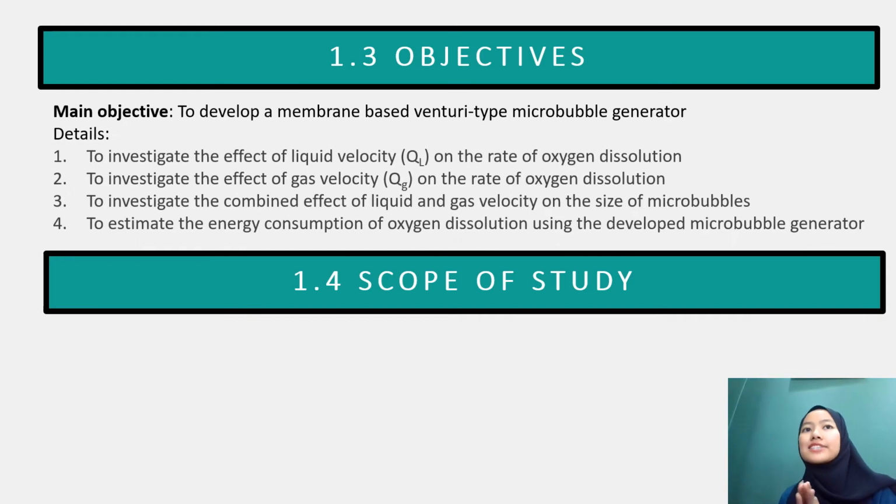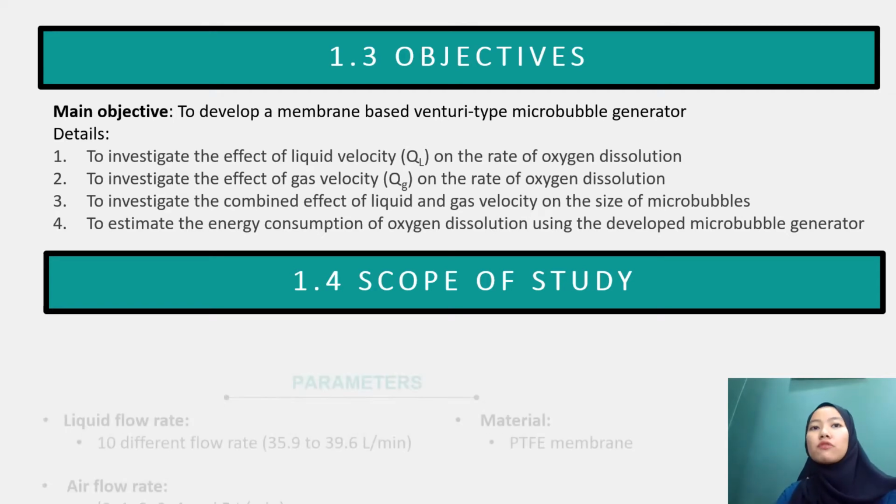The main focus is to develop a membrane-based venturi type microbubble generator. The details are as follows. Number one is to investigate the effect of liquid velocity, or QL, on the rate of oxygen dissolution. The second is to investigate the effect of gas velocity, QG, on the rate of oxygen dissolution, in which for both of these we will express it in terms of dissolved oxygen concentration. The third is to investigate the combined effect of liquid and gas velocity on the size of microbubbles. And the fourth is to estimate the energy consumption of oxygen dissolution using the developed microbubble generator.